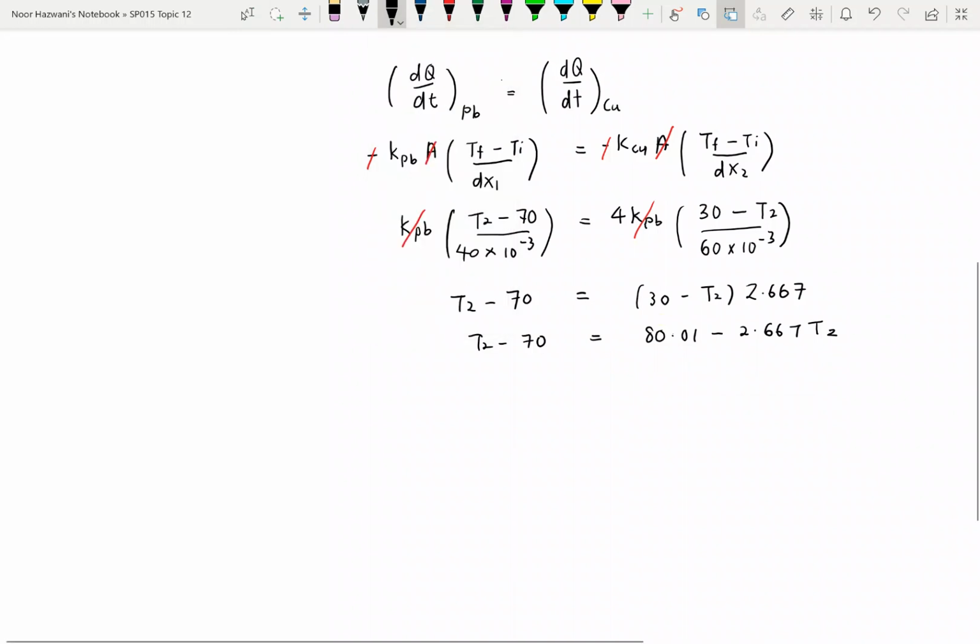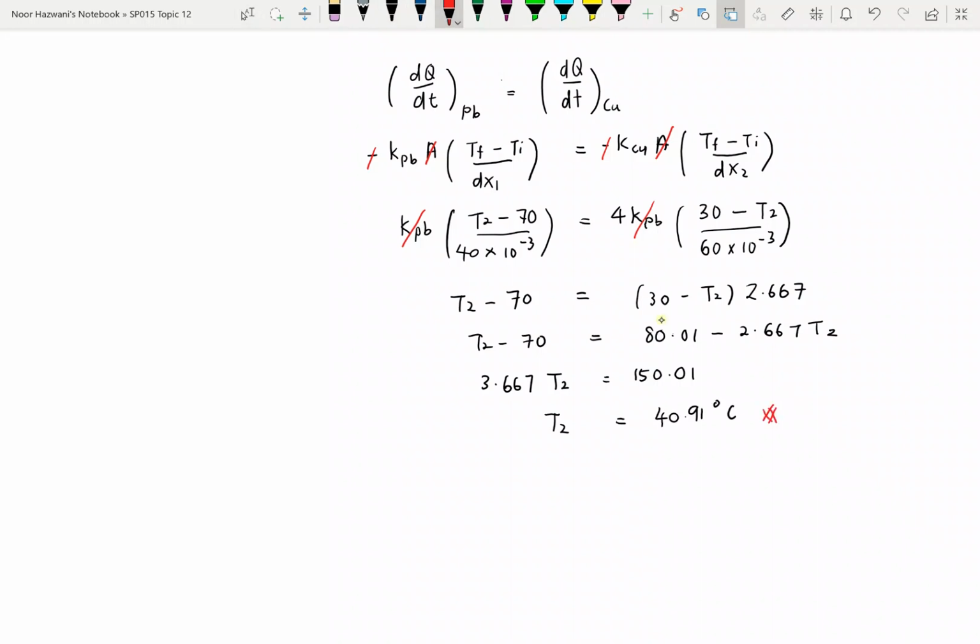Okay, so I dapat 3.667 T2. Okay, all of this is your maths. Okay, so you will end up your answer for T2 is 40.91 degrees Celsius. So that's the value for the junction temperature.